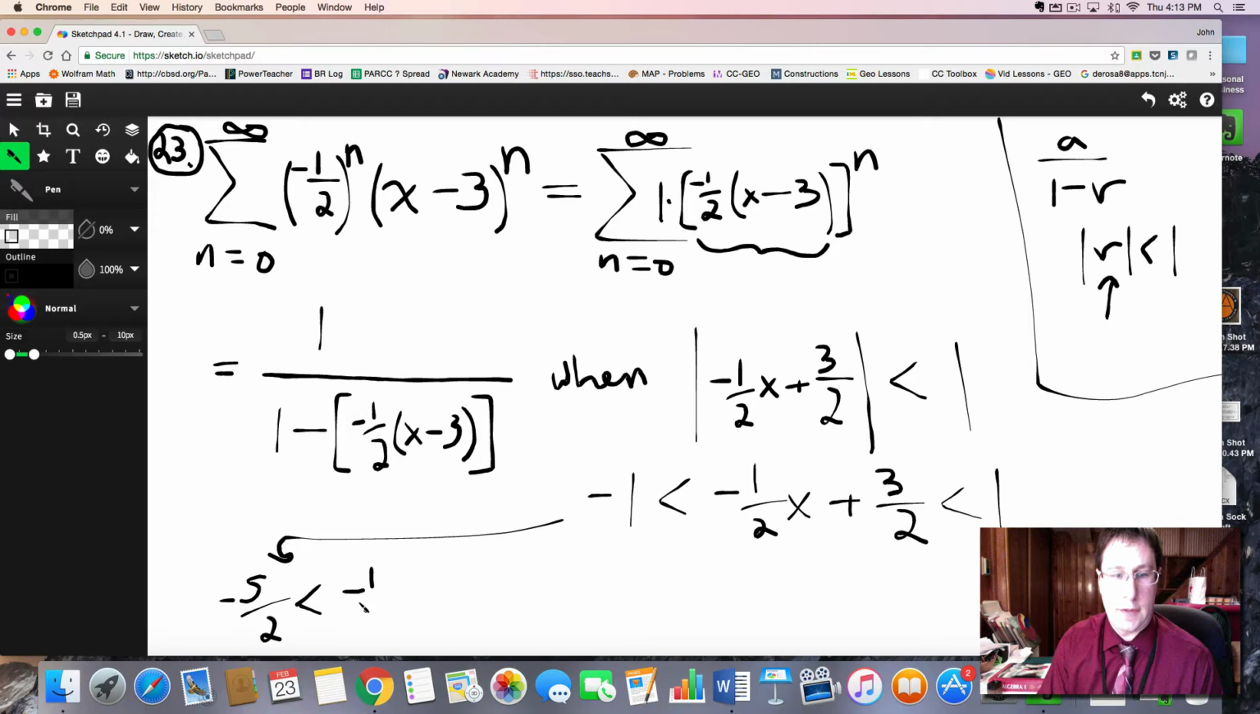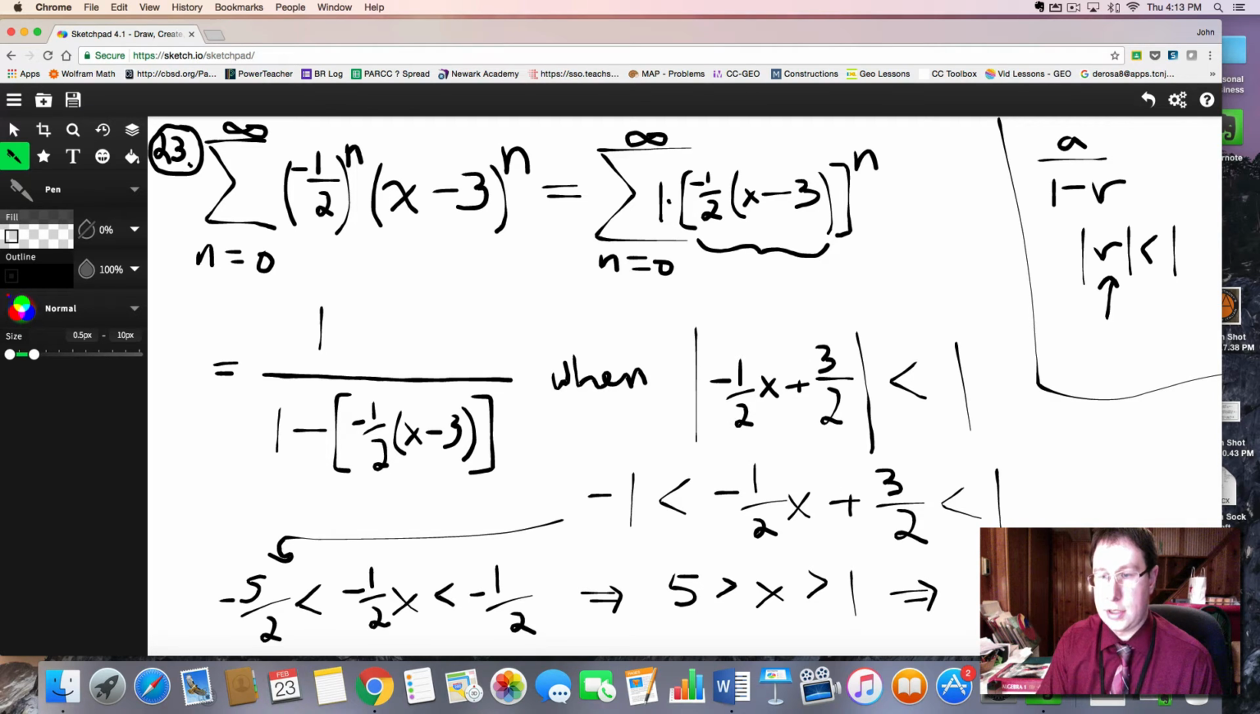less than negative half x less than negative half, and then multiply everything by negative 2. Just be careful, you gotta switch the inequalities, multiply everything by negative 2, and we have 5 greater than x greater than 1. So the interval of convergence, I'll rewrite it one more time, would be 1 is less than x is less than 5. That's the interval on which this series converges, and you know you're done when you have x isolated. That's the best way to write the interval of convergence.